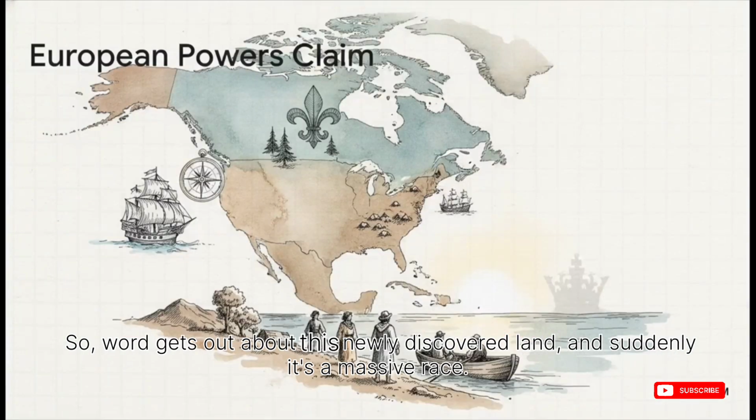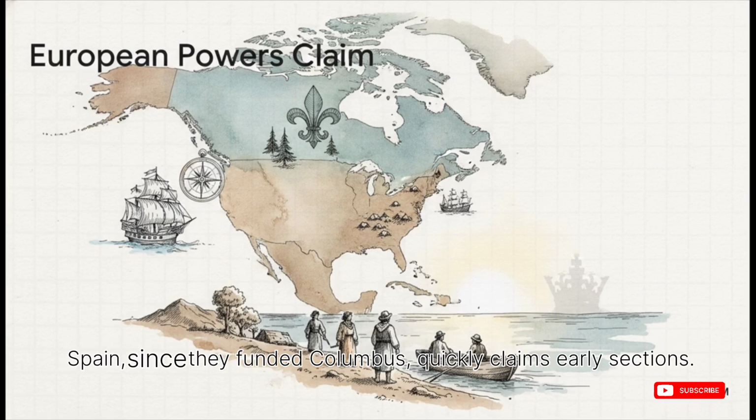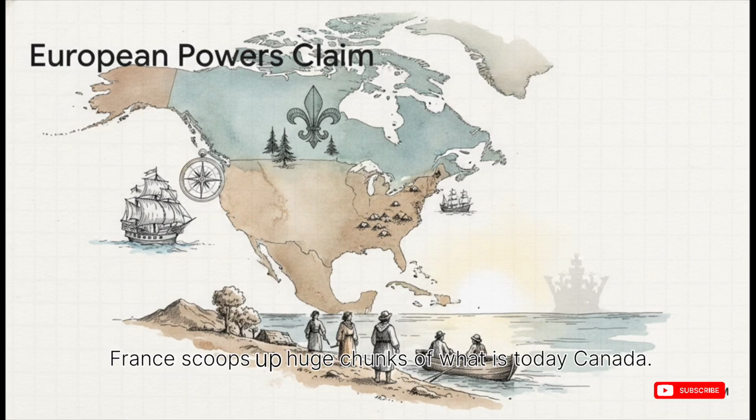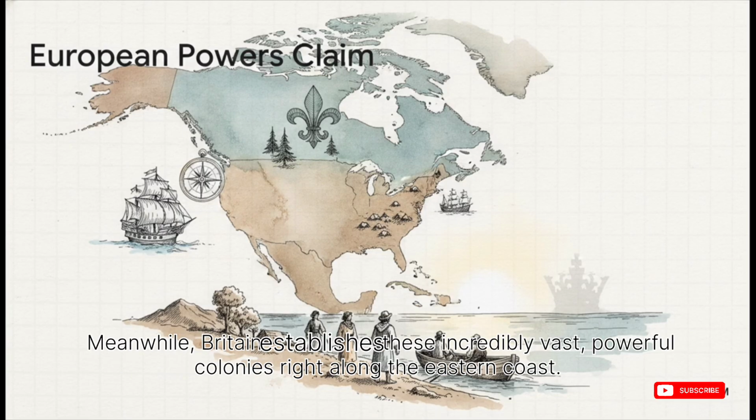So, word gets out about this newly discovered land, and suddenly, it's a massive race. Spain, since they funded Columbus, quickly claims early sections. France scoops up huge chunks of what is today Canada. Meanwhile, Britain establishes these incredibly vast, powerful colonies right along the eastern coast.